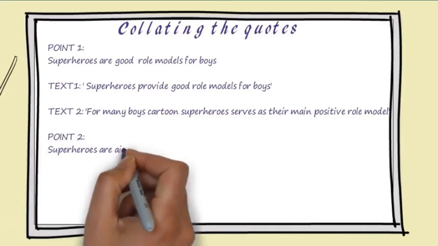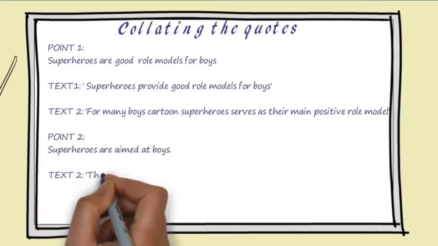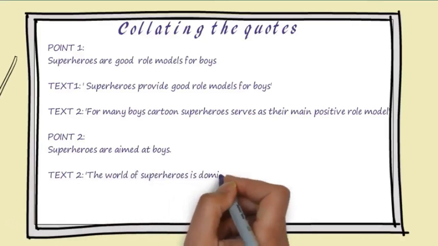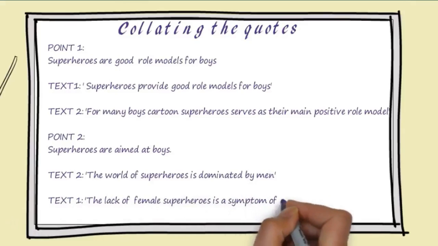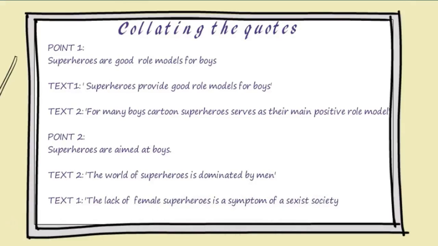We then move on to the next point, which might be something like the fact that superheroes are aimed at boys. So we find a quote from text 2 this time, and then we go on and back it up with a quote from text 1 and show that it's a symptom of a sexist society, that it's aimed at boys.